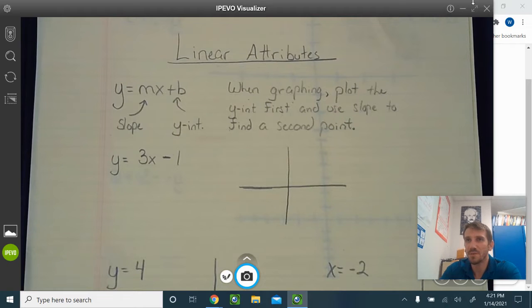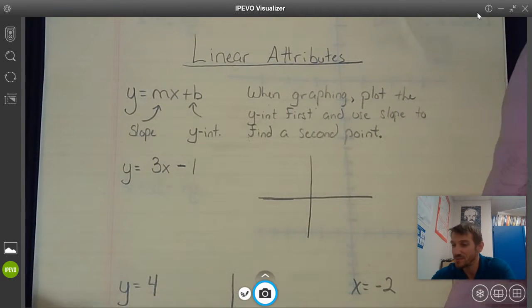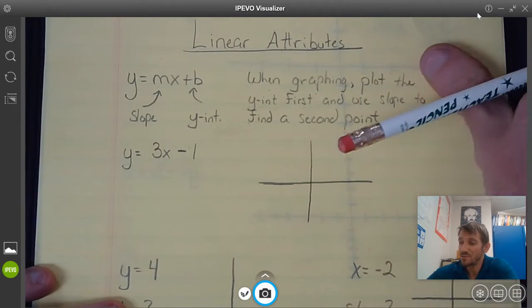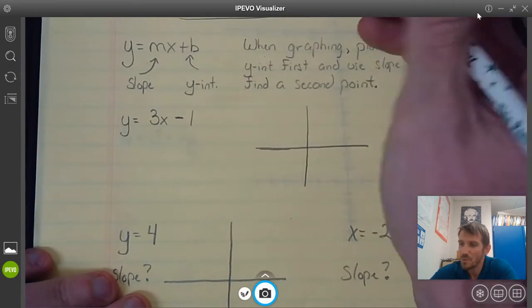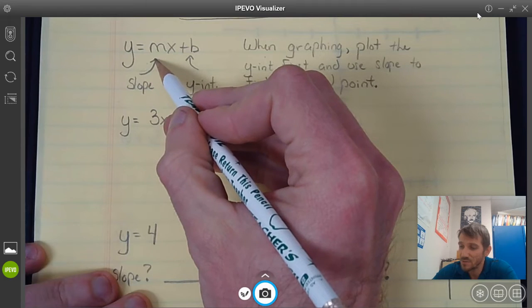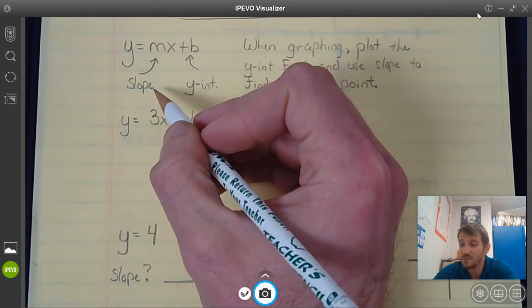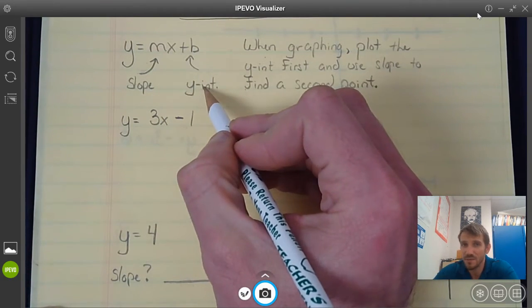So first thing we're going to talk about today is linear attributes. That's the point of today's lesson. A few things to discuss. First of all, in order to know about linear attributes, we still need to remember how to graph lines from back in the day. So remember y equals mx plus b. M represented our slope, which will have a new name today. We're going to call that rate of change, fun fact. And b is your y-intercept.